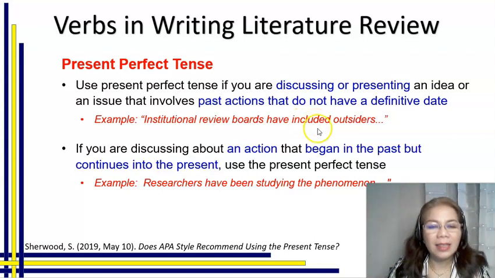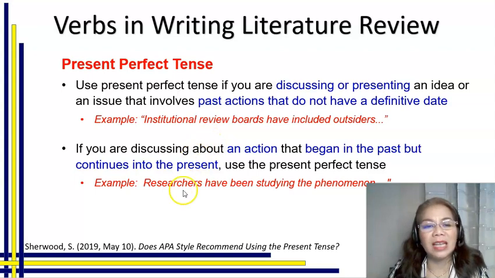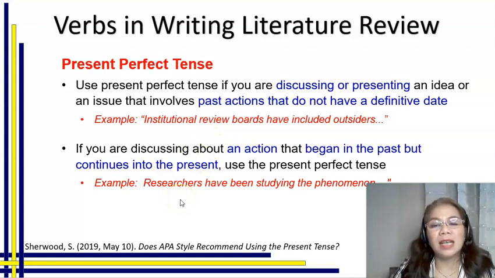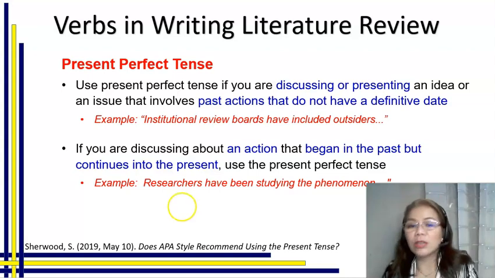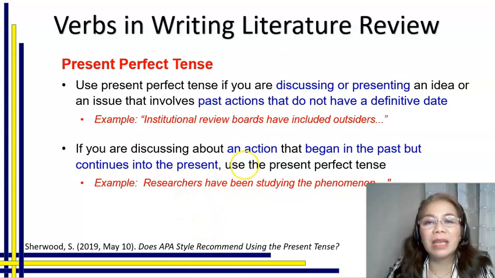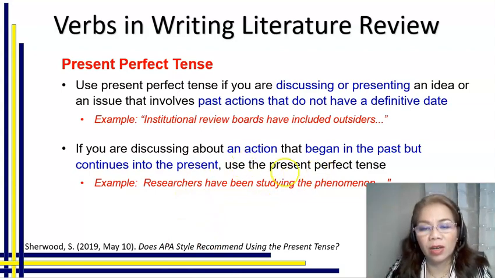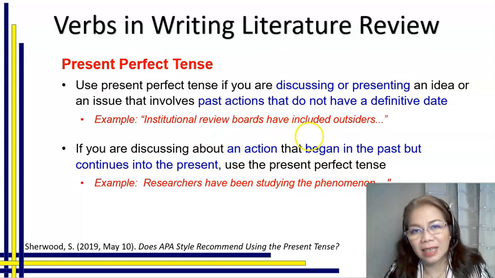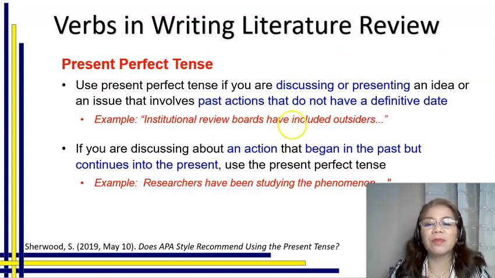Okay. Another manner by which we use the present perfect tense is if you are discussing an action that began in the past but continues into the present. For example, researchers have been studying the phenomenon. Have been studying. Okay, this is present perfect tense.